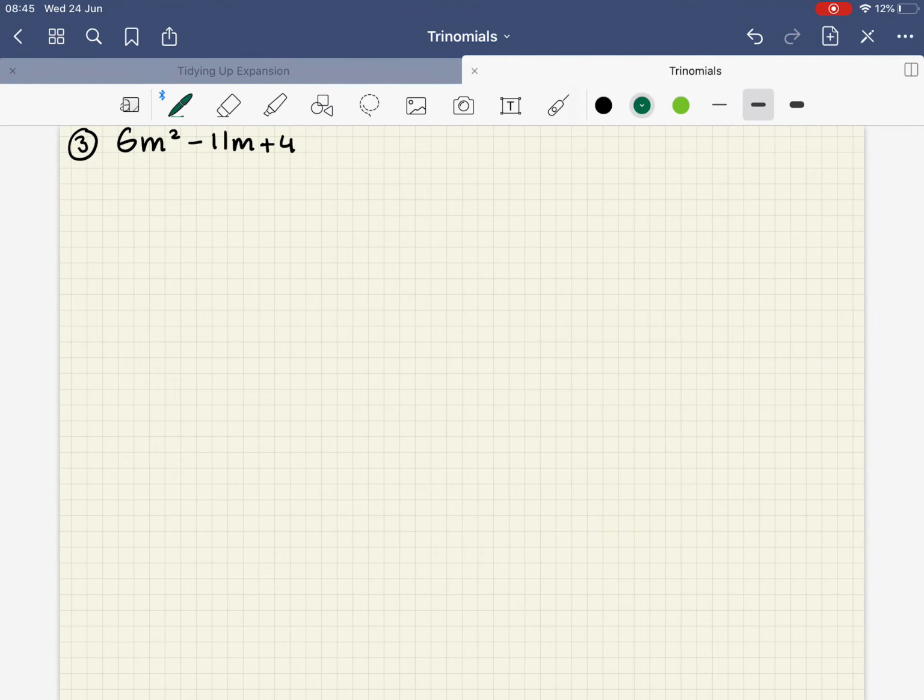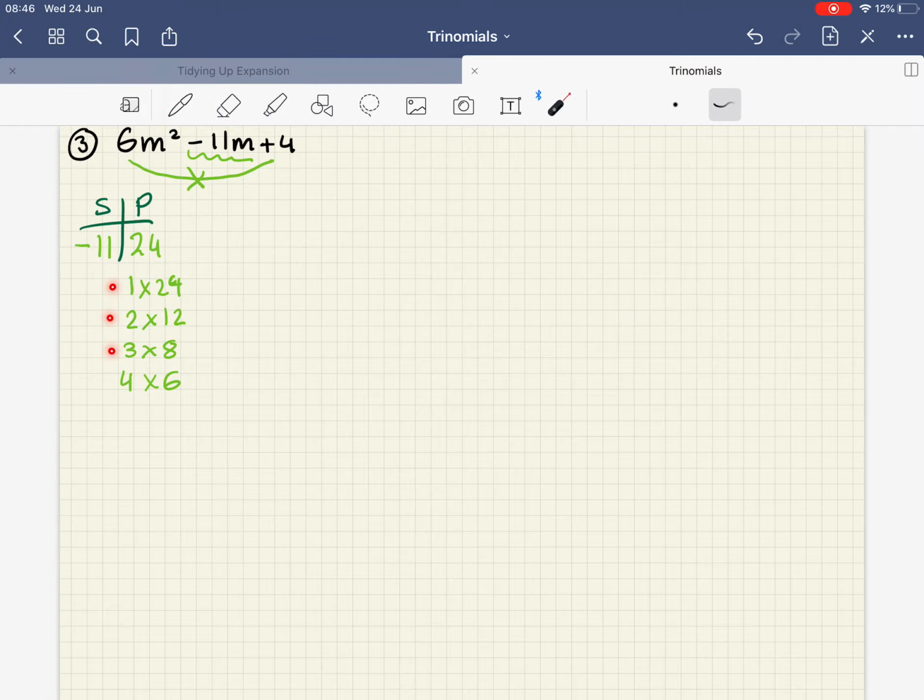Okay. Next one then. So setting up my sum on my product table. My sum is at minus 11. Product is 6 times 4, which is 24. Things that multiply together to give me 24 are 1 times 24, 2 times 12, 3 times 8, and 4 times 6. Looking to see which one of these can make that negative 11. Well, negative 3 take away 8 gives me negative 11.